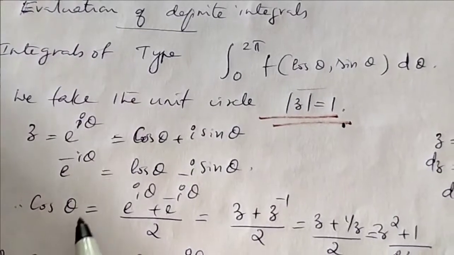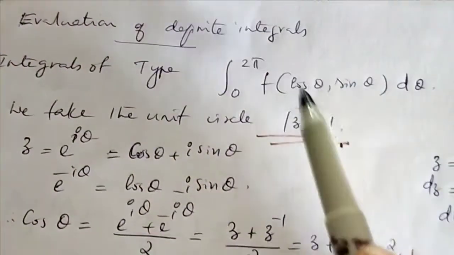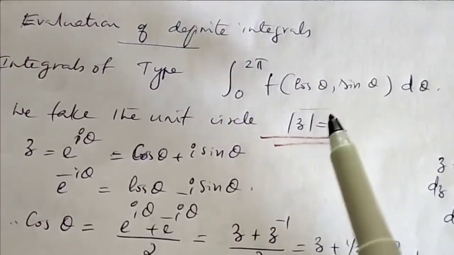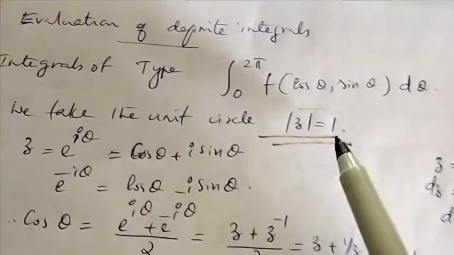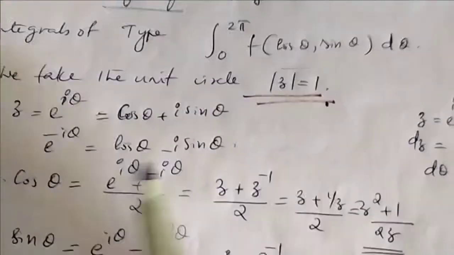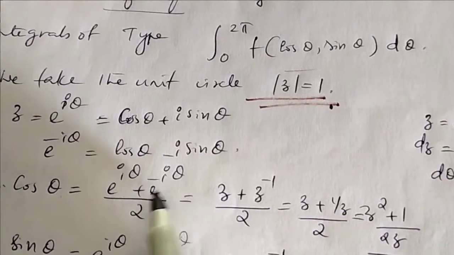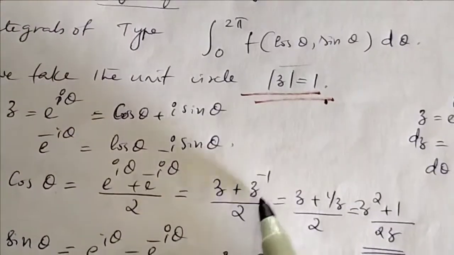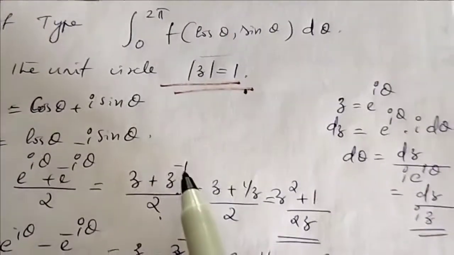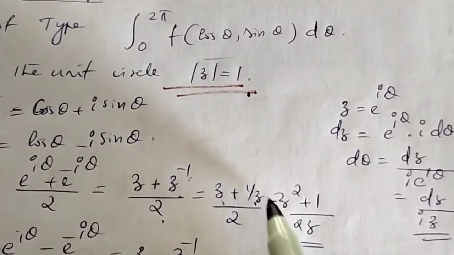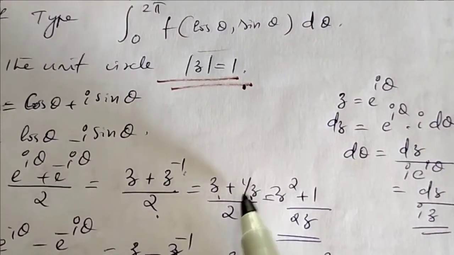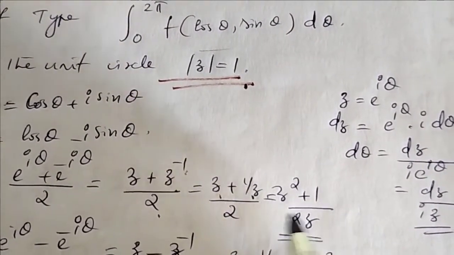So what is cos theta? Because the given question will be in terms of cos theta and sin theta, you have to convert it into complex term, z term. So cos theta is e raised to i theta plus e raised to minus i theta by 2. That is z plus z raised to minus 1, and z raised to minus 1 is 1 by z. So z plus 1 by z by 2. Take the LCM. So z square plus 1 by 2z.